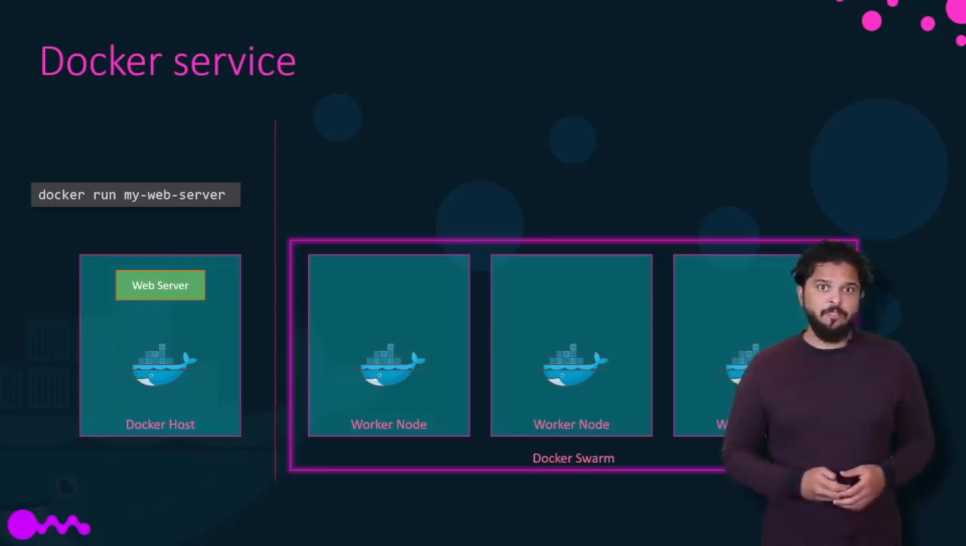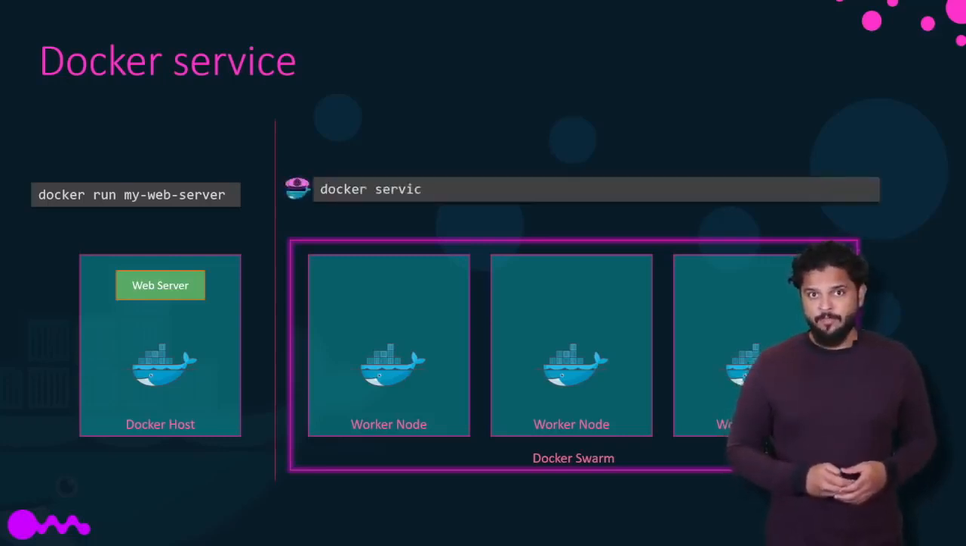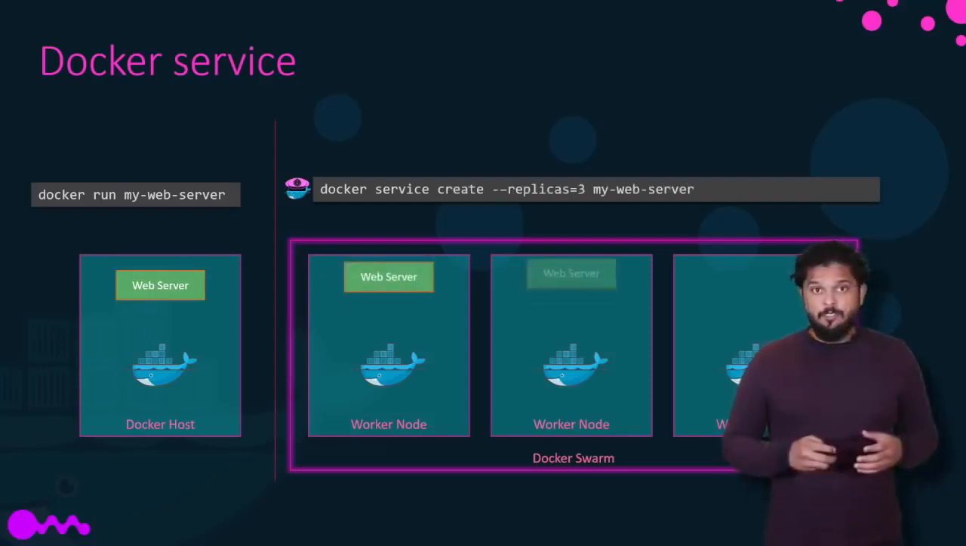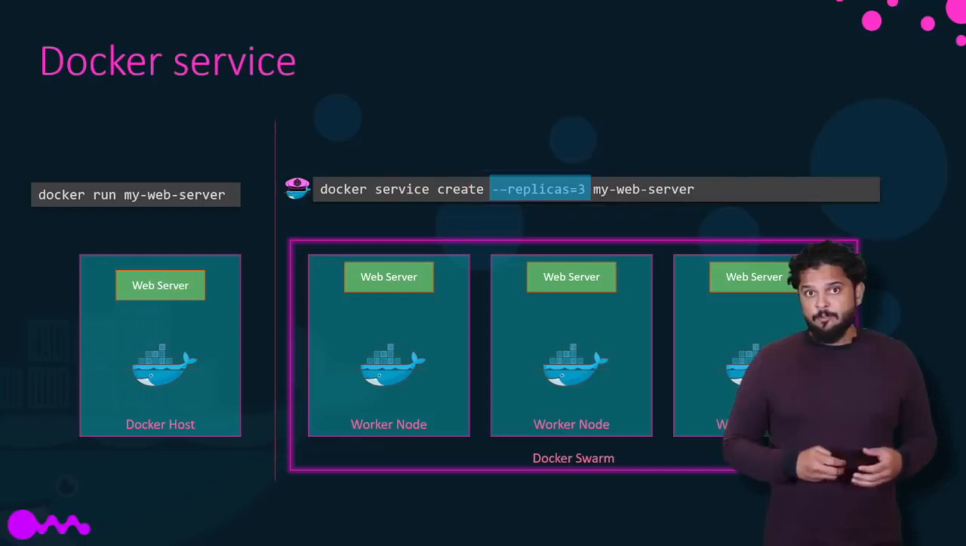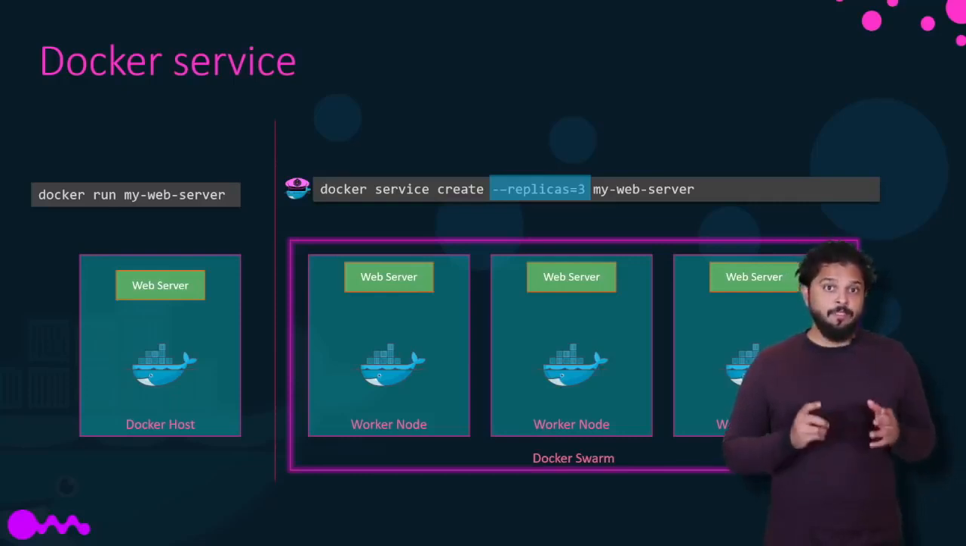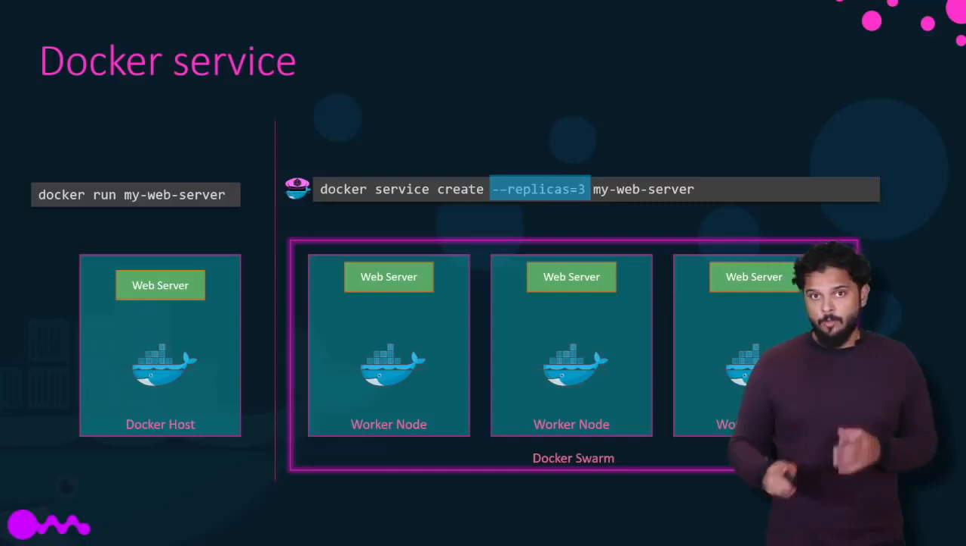For this, I run the docker service create command on the manager node and specify my image name there, which is my web server in this case, and use the option replicas to specify the number of instances of my web server I would like to run across the cluster. Since I specified 3 replicas, I get 3 instances of my web server distributed across the different worker nodes. Remember, the docker service command must be run on the manager node and not on the worker node.